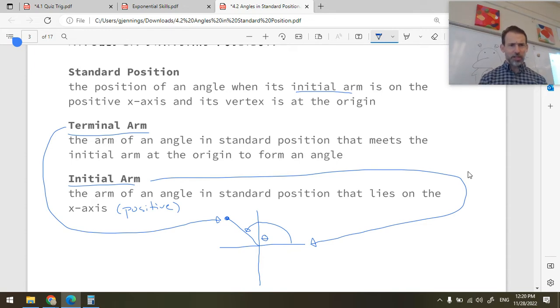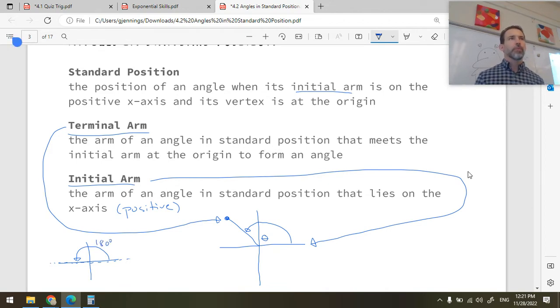Let's take a look at some standard position angles with the terminal arm and initial arm. I'll talk through some examples. Someone give me an angle between 0 and 360. 180. So here is an angle of 180 degrees. Its initial arm is here at the positive x-axis, and its terminal arm is over there, the negative x-axis. So that would be a 180-degree angle.